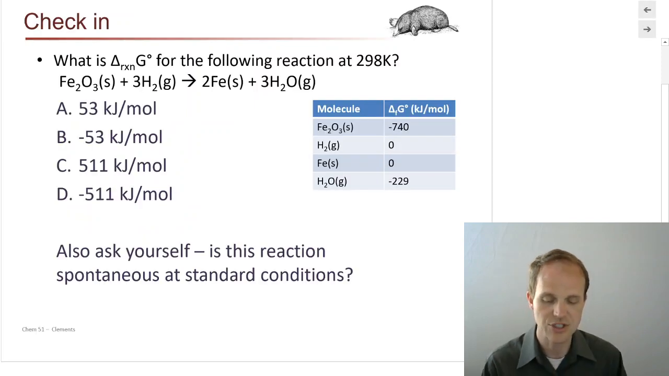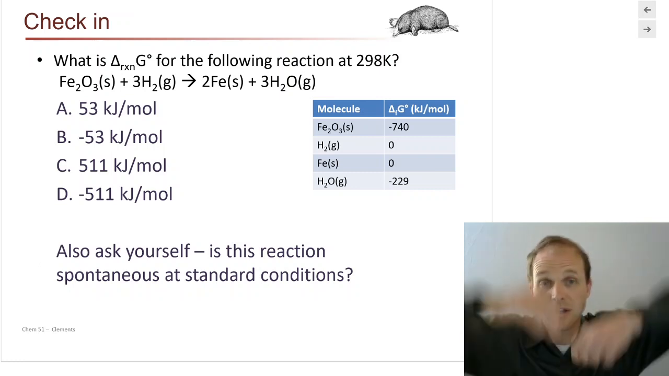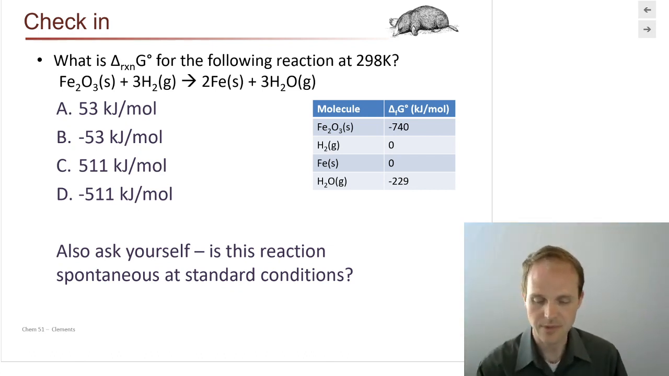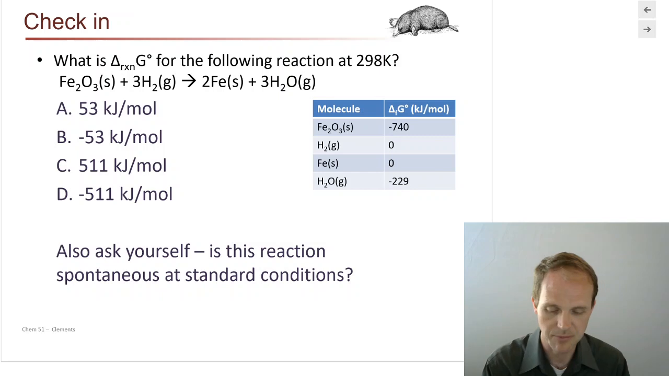There we go. What is delta G for the reaction at 298 Kelvin when we've got iron 3 oxide reacting with hydrogen to make iron and water? So we've got a table there of delta G's of formation, and we're asking you to find the delta G of reaction. So go. Okay, what'd you come up with? You came up with a number. Okay, how did we get that number?